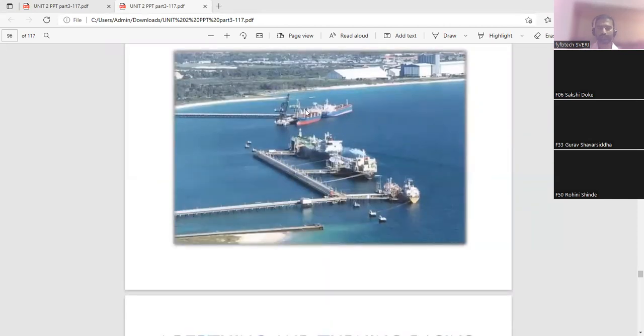See, this is the point. Okay, so this is a very large water place. In this case, a very small projection is there. Here the ship will come, and loading and unloading will take place.